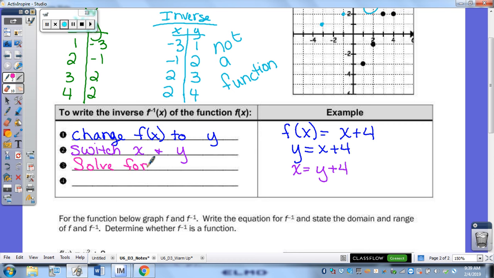So then our third step, solve for y. Like all equations, it's got to be y equals. The only time we have an x equals equation is if it's a vertical line, and it's just x equals a number. So over here, I'm going to subtract my 4. So I have x minus 4 equals y.